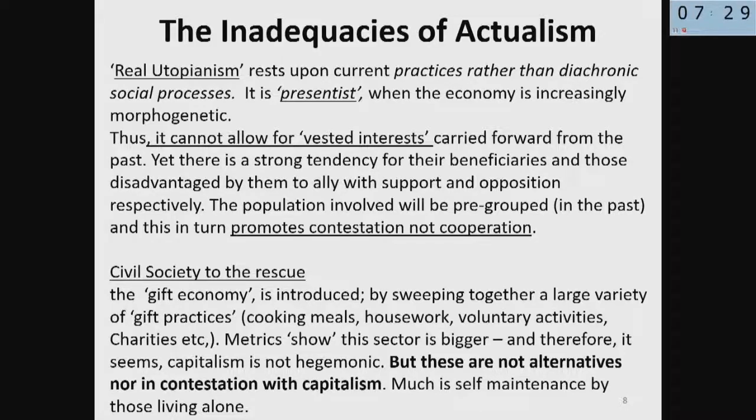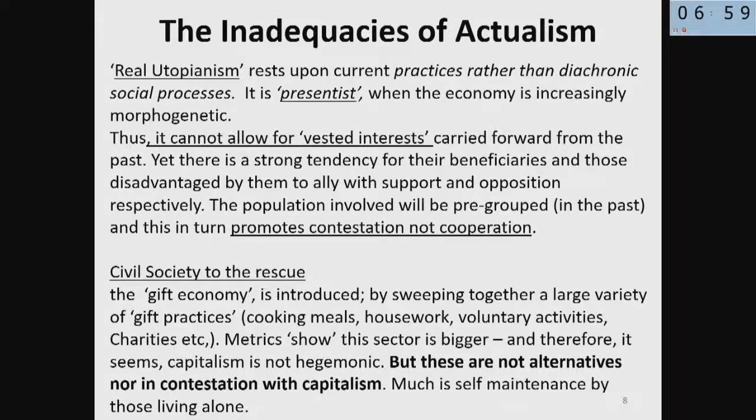If they are merely doing what Bourdieu describes, reproducing inequalities over the generations, then they are disadvantaged by that distribution of socially scarce resources, and this precipitates conflict between them. So again, we have a promotion of contestation, not cooperation.